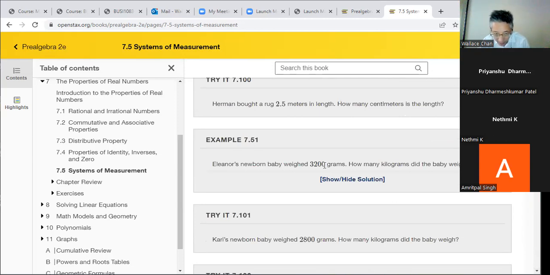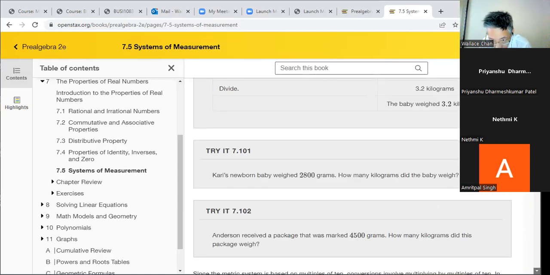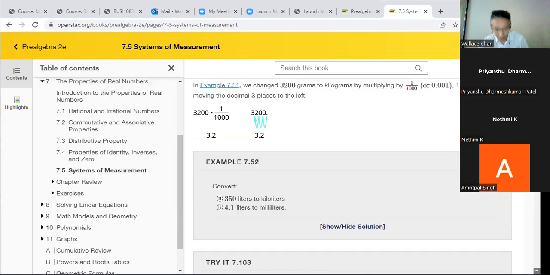Yeah, and this one. Eleanor's newborn baby weighed 3,200 grams. How many kilograms did the baby weigh? So this time, if you change it from grams to kilograms, you need to divide it by 1,000. So 3,200 divided by 1,000 is 3.2. Now this time, the baby is 2,800 grams. How many kilograms did the baby weigh? 2.8. Very good.